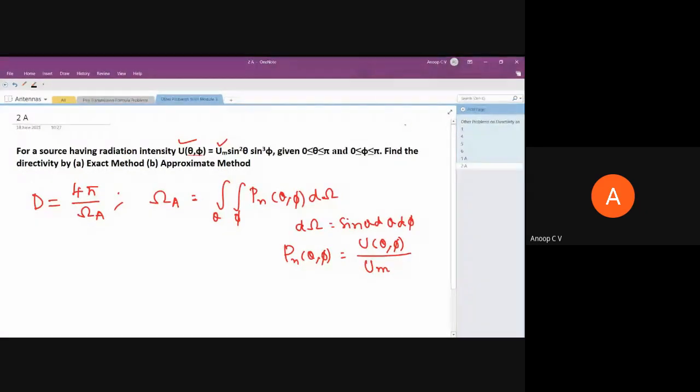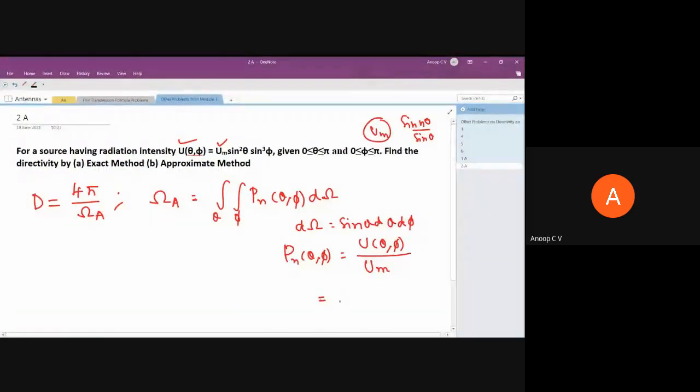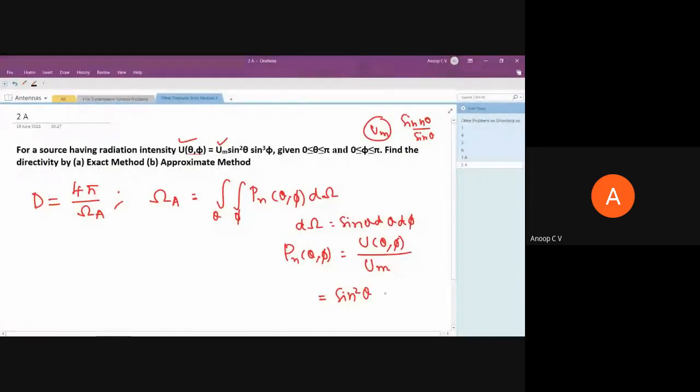So always this coefficient need not be maximum. If it is of the form sine n theta by sine theta, this may not be maximum. But if it is a product of sine or cosine or whatever, it ought to be maximum. That again depends, but in this case it must be maximum. So I can write Pn of theta comma phi equal to sine square theta sine cube phi.